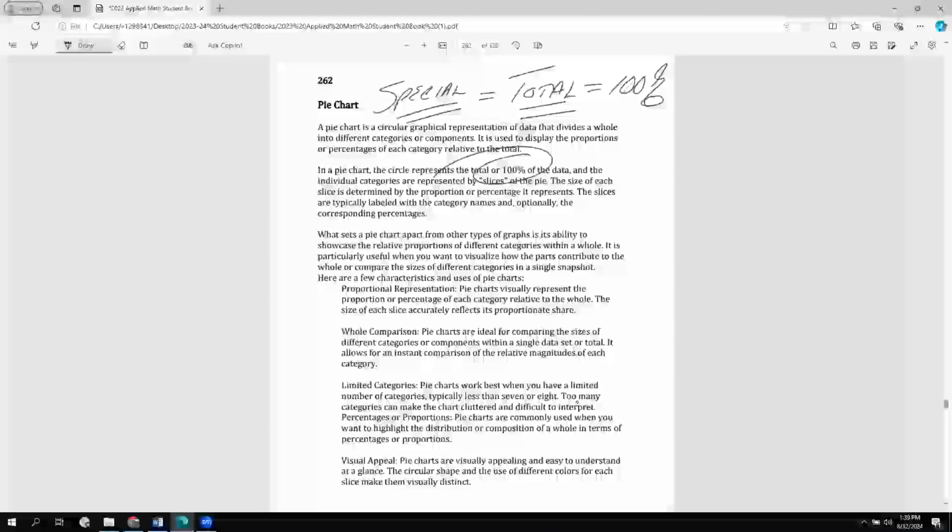Good stuff to break up is like your budget. How do you spend money each month? Where is your money going? These are good things to show where the percentage of money is going for yourself. So let's take a look at a couple of pie charts.